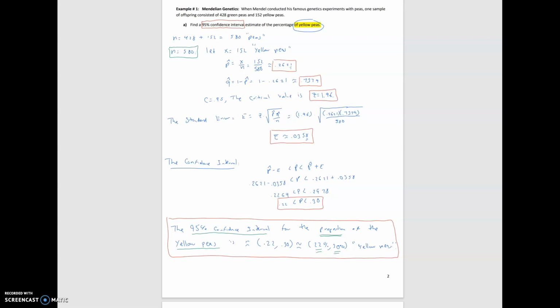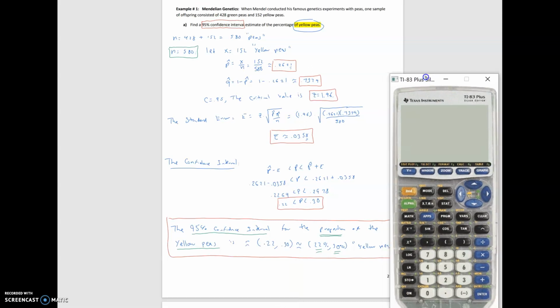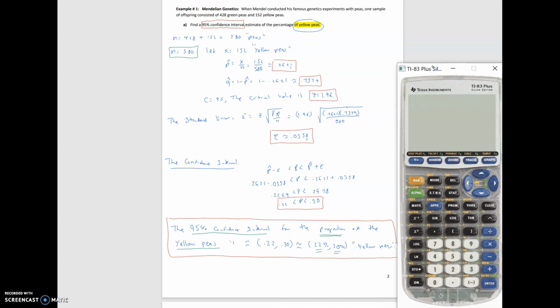Now, that's it for this problem, but let me show you the shortcut. And the shortcut is going to be as follows. Let me try to fit the calculator here. So you're simply going to go to stats and then move to test. In test, you're going to find the 1 proportion z interval.